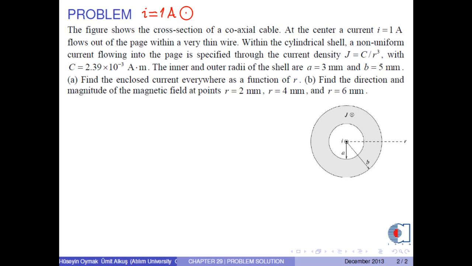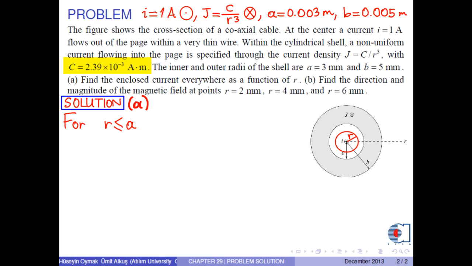Within the cylindrical shell, a non-uniform current flowing into the page is specified through the current density J equals C over r cubed, with C equals 2.39 times 10 to the negative 3 amperes per meter. The inner and outer radii of the shell are a equals 3 millimeters and b equals 5 millimeters. A. Find the enclosed current everywhere as a function of r.